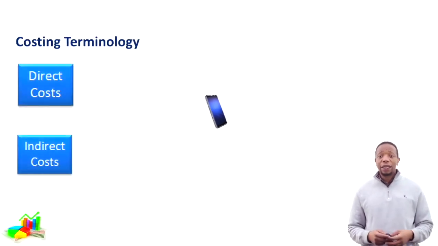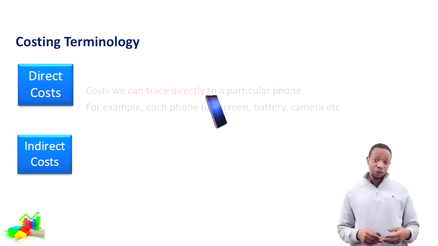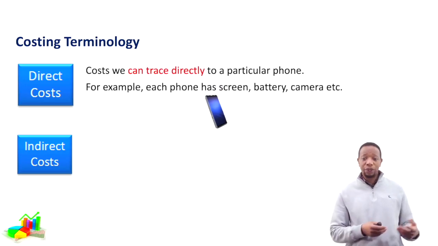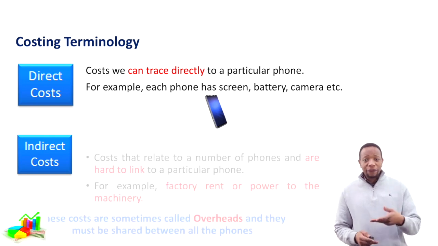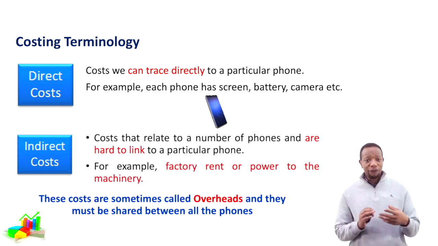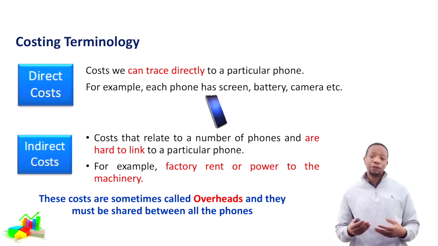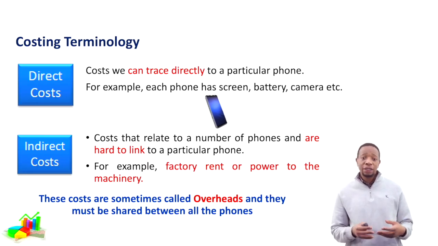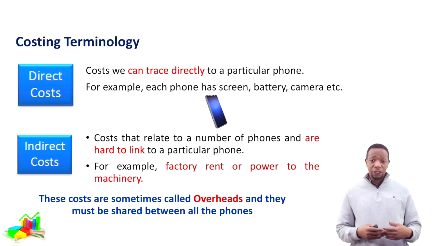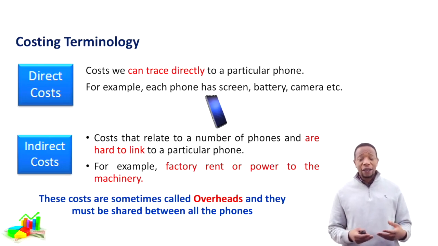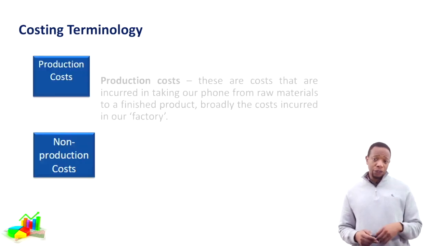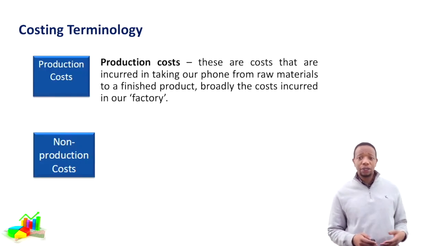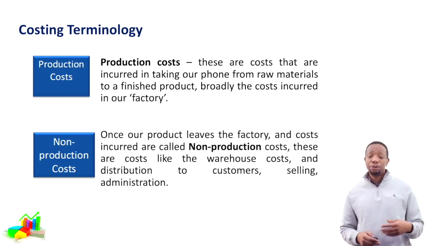So you will see things like direct costs. Now with direct costs, this is quite simple. The ones we were talking about just now, those we can trace to a particular product. But then the indirect costs that we just talked about can be often hard to link, like your factory rent, your power of machinery. Sometimes you might see this being talked about as overheads. Another way you might see these costs being talked about, they might be talked about as production costs. Again, your direct costs. Your non-production costs, which would be your indirect costs or your overheads.